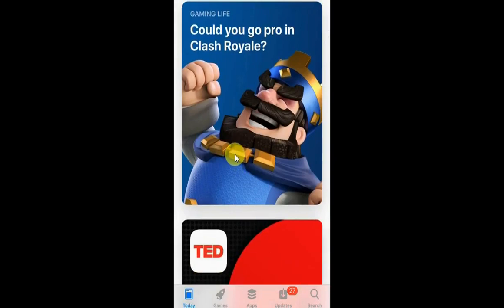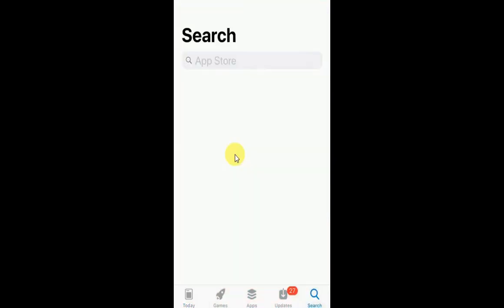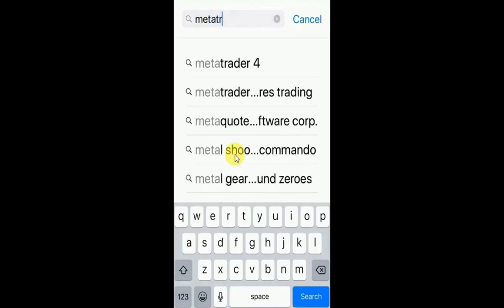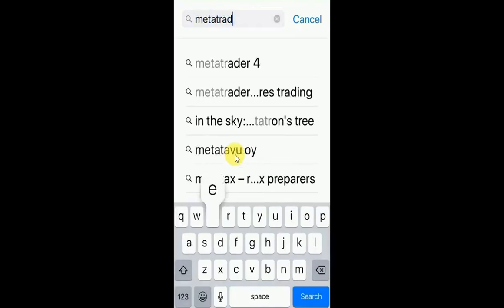Okay, so you search MetaTrader 4. Okay, I like MetaTrader 4. There is 5, but I just like the version 4.